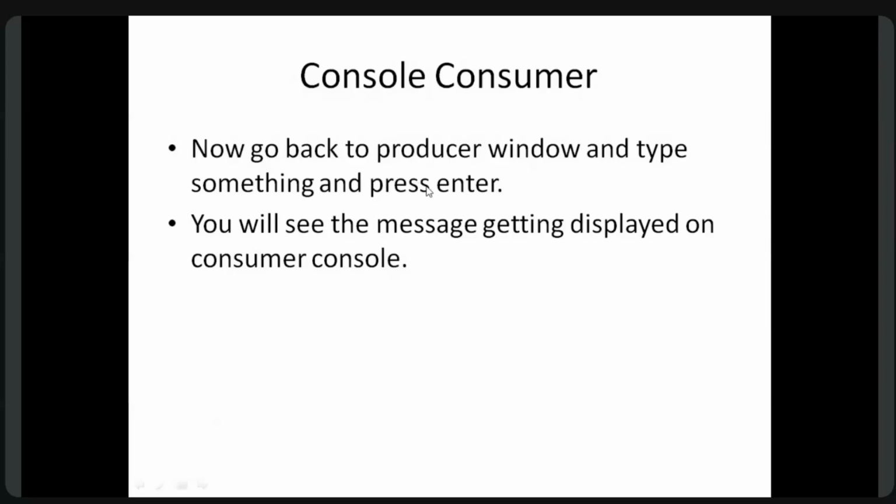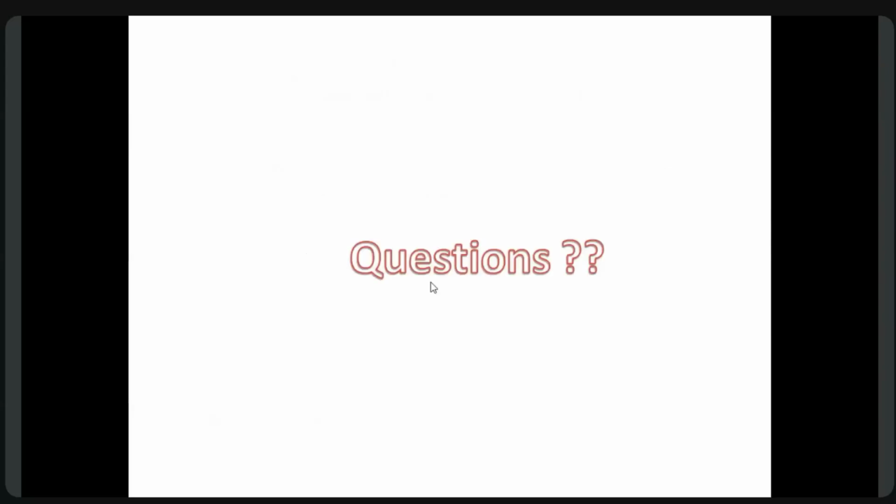Clear? Now last, you can go back to the producer window and type something in. Whenever you write anything in the producer, immediately you can see it is coming in the consumer window. That will indicate that your producer and consumer applications are both working properly and they are reading and writing the data in the topic.